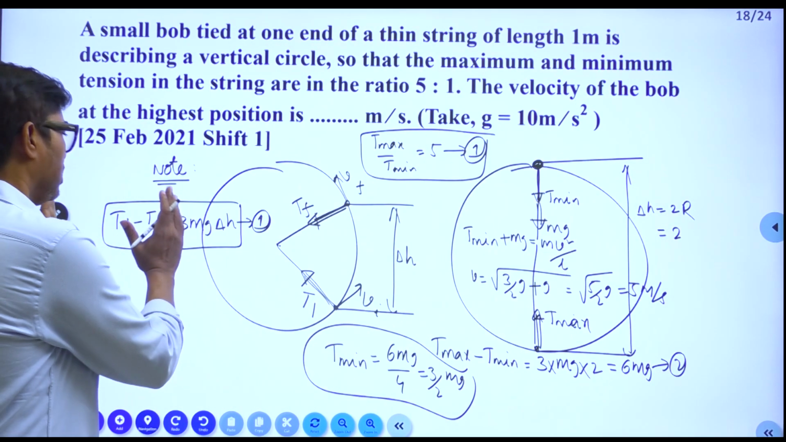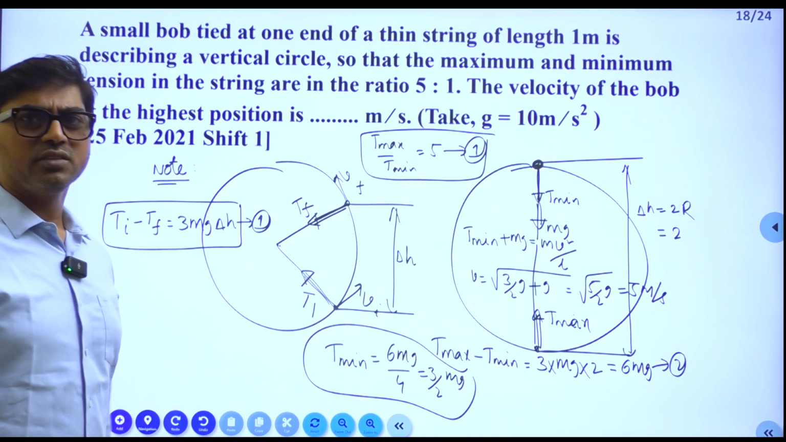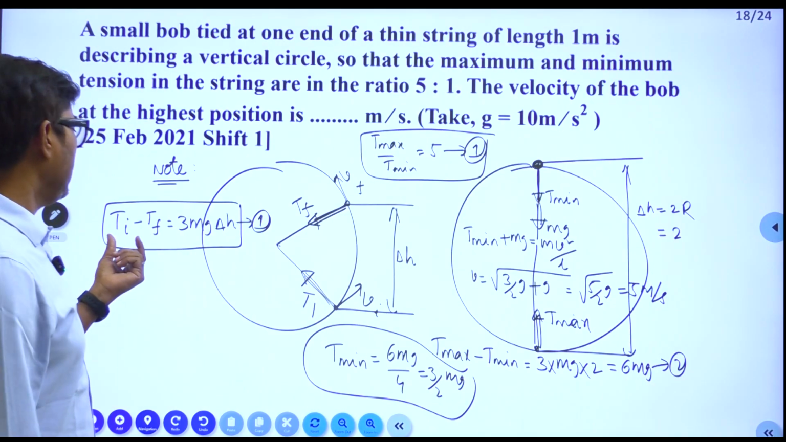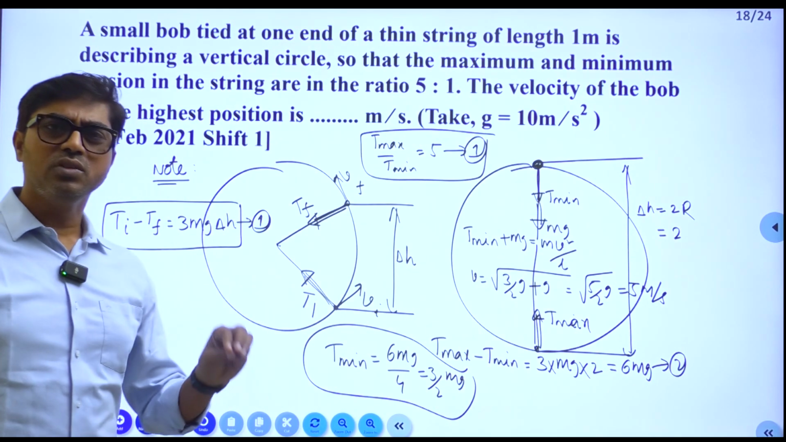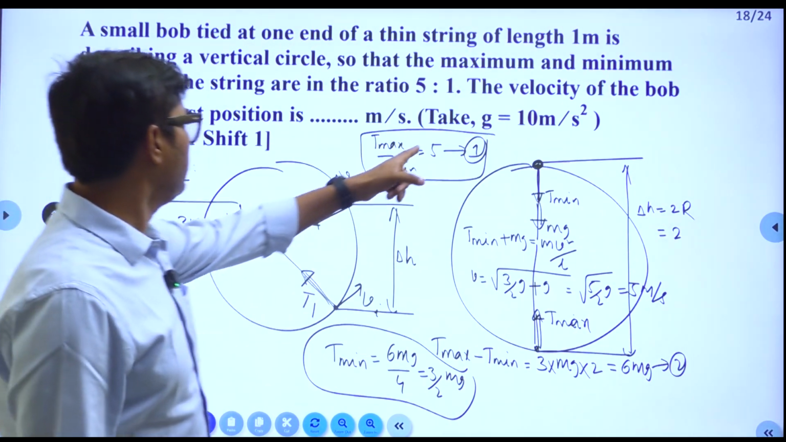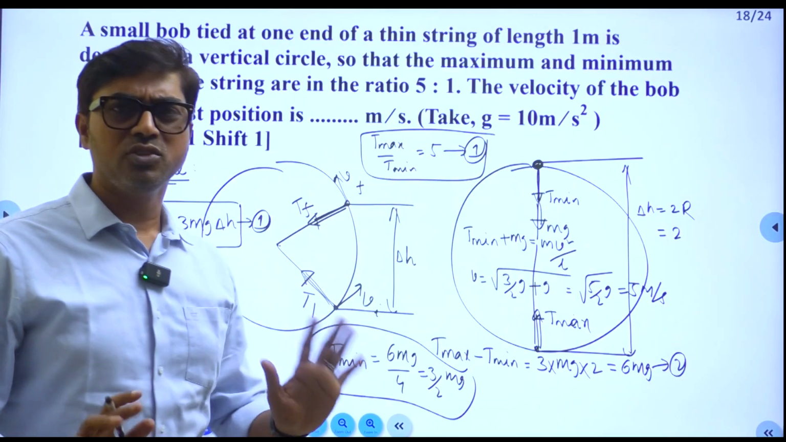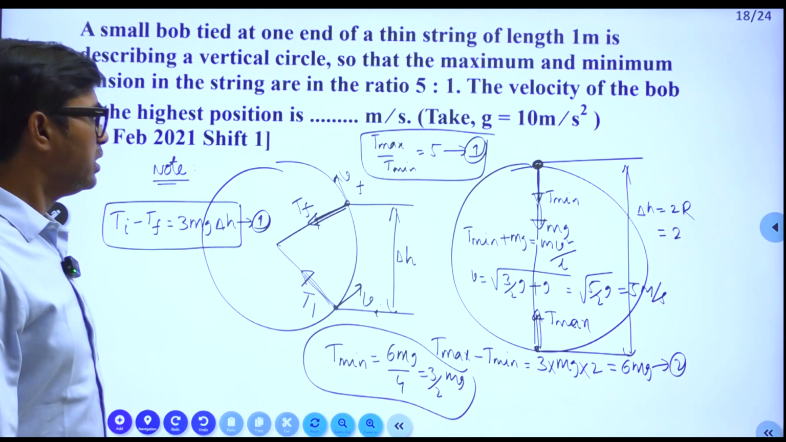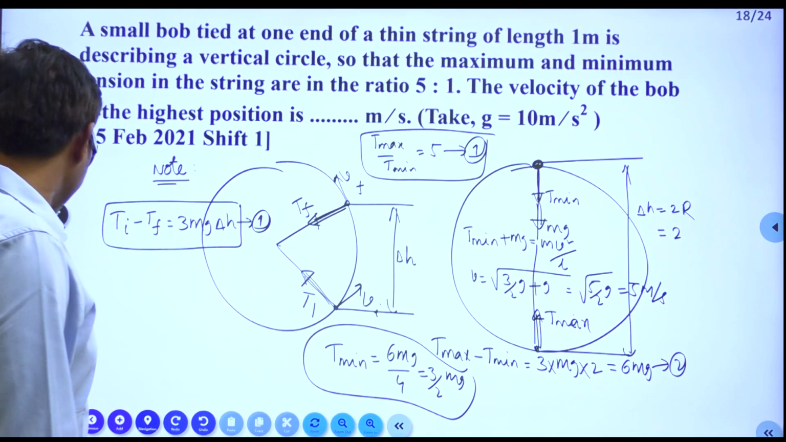But remember this result. Between any 2 points in the vertical circle, if I know the height difference, T initial minus T final equal to 3 mg delta h. You remember it, and this information they had given. Solving these two equations to find two unknowns, you can solve it. I think that is all. Alright, next problem.